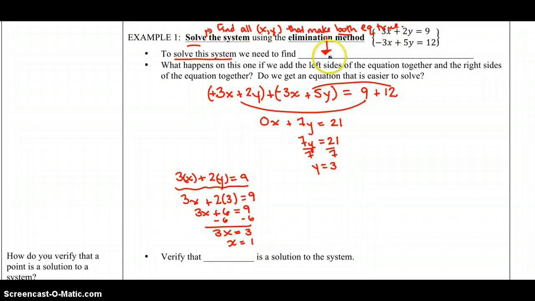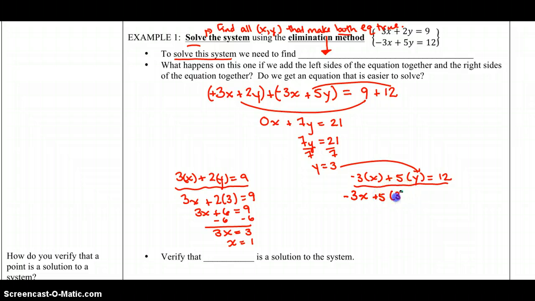Okay, but what happens if we had used the other equation? So negative 3 times x plus 5 times y equals 12. Okay. So now if we plug y equal 3 in for y here, we get negative 3x plus 5 times 3 equals 12. Negative 3x plus 15 equals 12. And if we subtract 15 from both sides, we get negative 3x equals negative 3. Dividing both sides by negative 3, we get x equals 1.